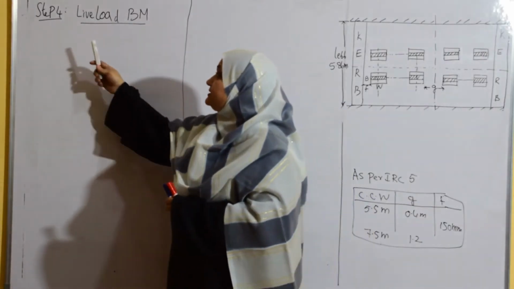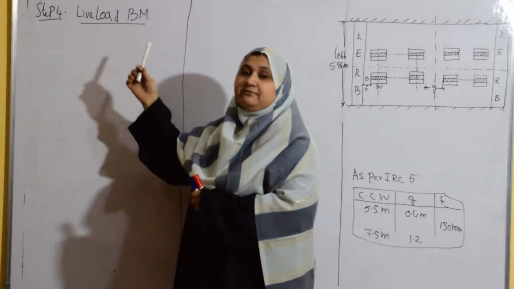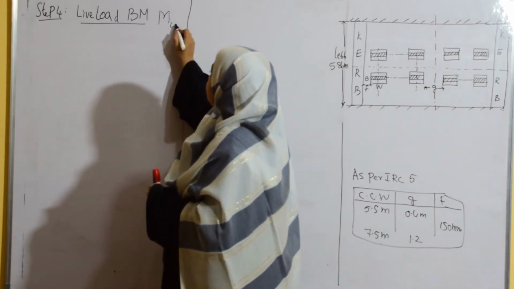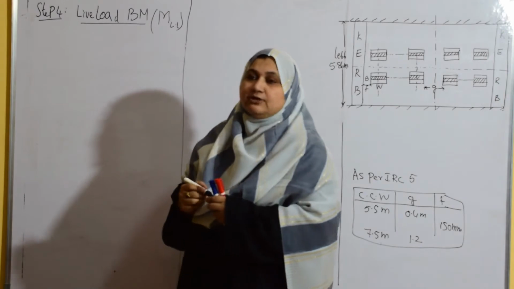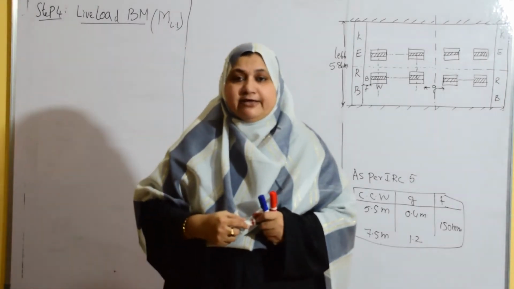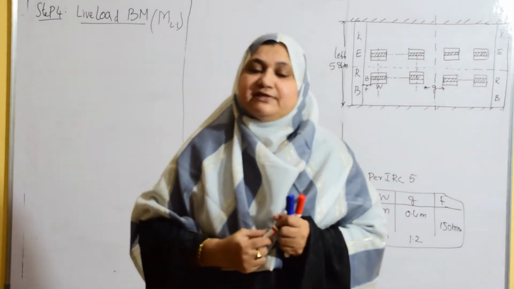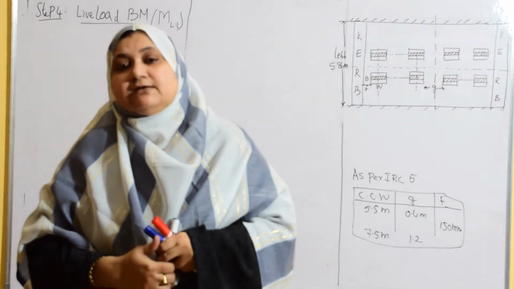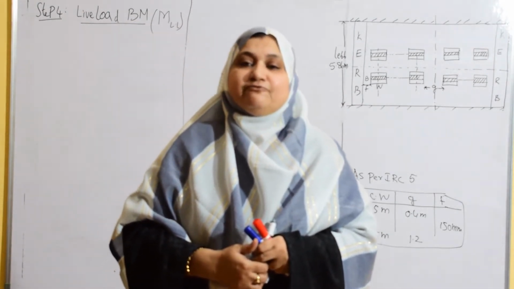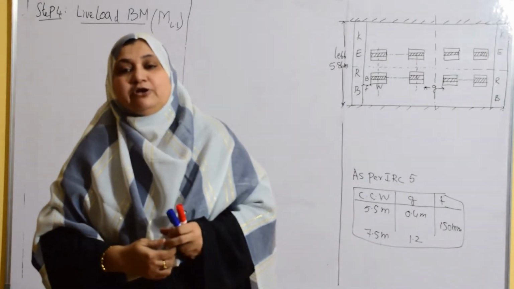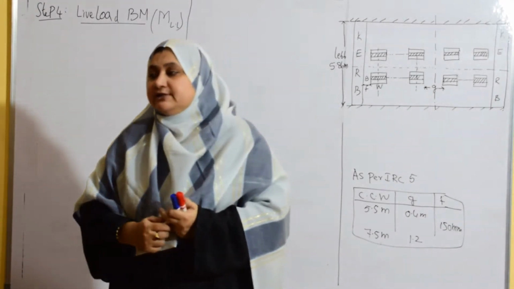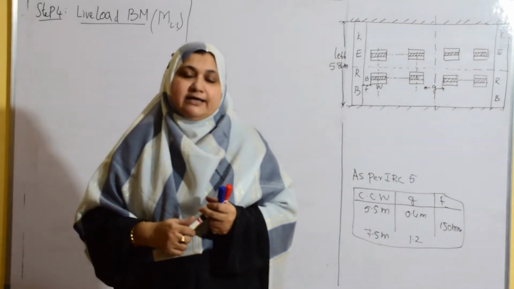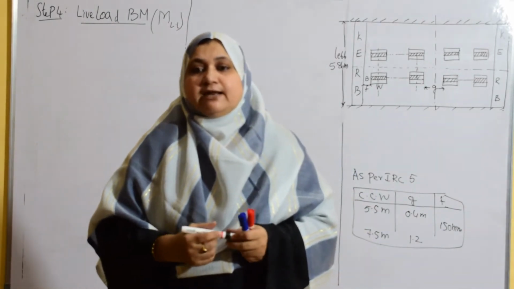Our next step is step 4, live load bending moment, which we represent as M suffix LL. As you are all well aware, if you have seen my earlier videos, it is clear what live load is on bridges. Here the live load is class A loading, a train of vehicles, which I showed in video 1 and video 2. We need to have the hard copy of IRC 5 to find the live load.